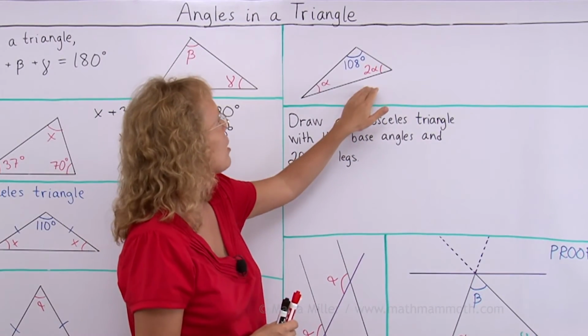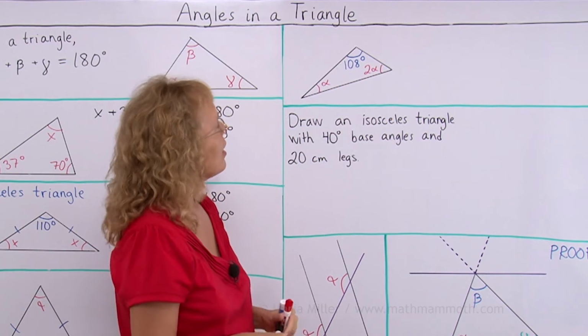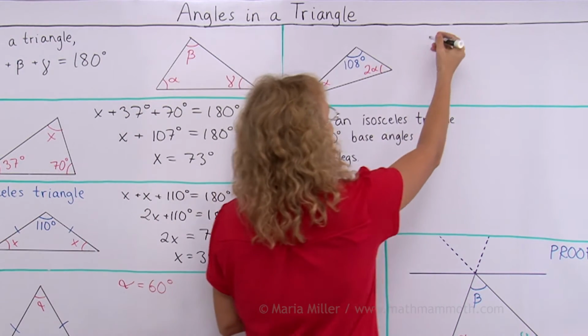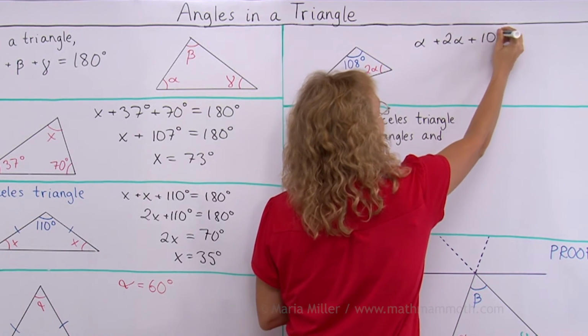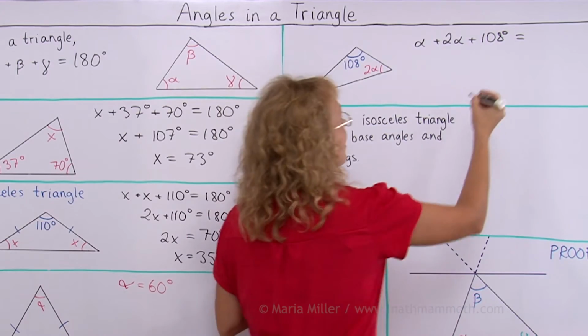Let's go on to this one where we have alpha as one angle and 2 alpha as another angle. And I'm just going to write an equation again, add those three. That's alpha and 2 alpha and 108. And the total is of course again 180 degrees.